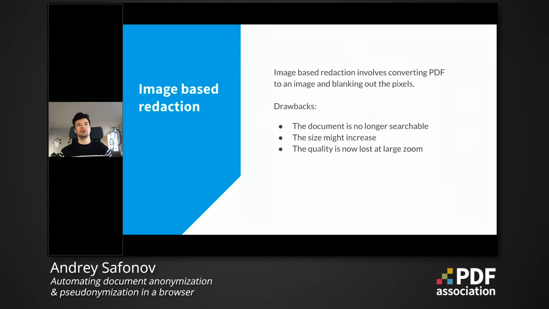Okay, so then, to improve that process, the next step is image-based redaction. Image-based redaction involves converting the PDF to an image, rasterizing the PDF, and then blanking out those specific pixels of any sensitive information that needs to be removed. Now, there are drawbacks to this approach as well. Even though it's way more secure than the previous approach, the document is no longer searchable. So when we go from PDF to an image, we lose that searchability.